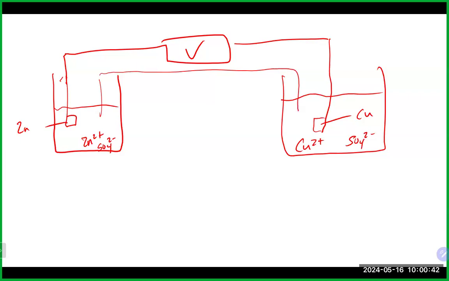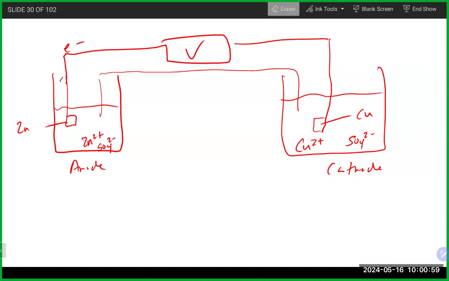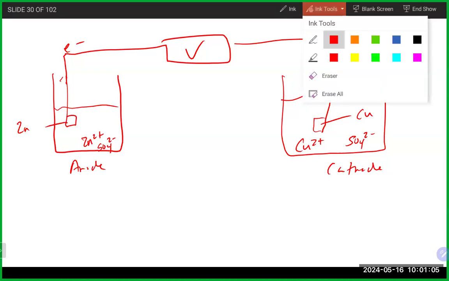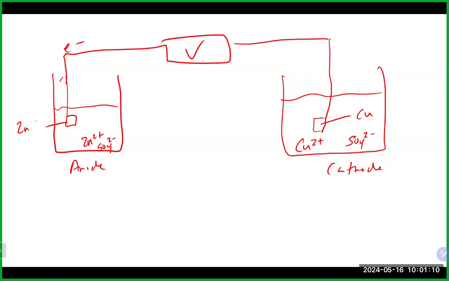And again, we get this nice flow of electrons coming from our anode to our cathode in this particular case. So what would happen in this case if we just took out our salt bridge? If we just took out our salt bridge, for example, here, take it out on both sides. There we go.